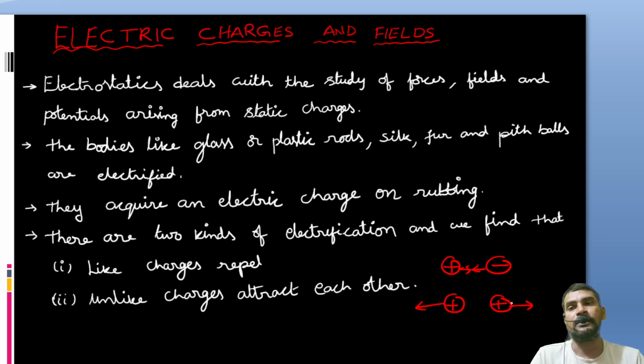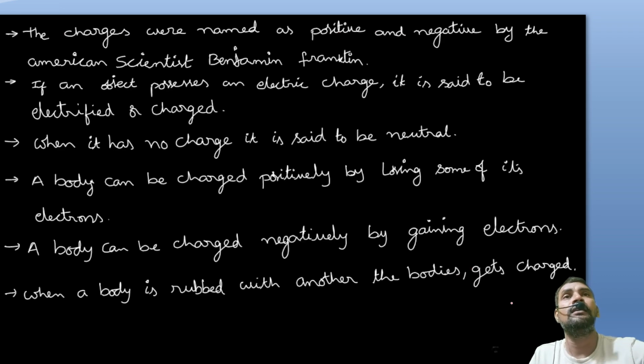I hope it is clear. If both charges are positive or both are negative, that is, similar, then there will be a force of repulsion. If one charge is positive and another charge is negative, then there will be a force of attraction between them. Okay? The charges are named positive and negative by the American scientist Benjamin Franklin.